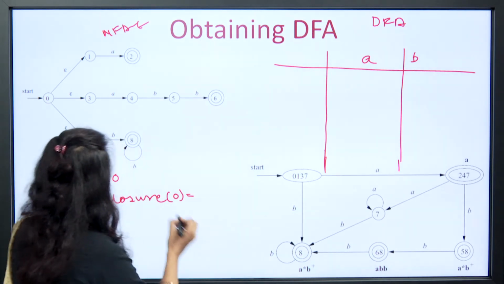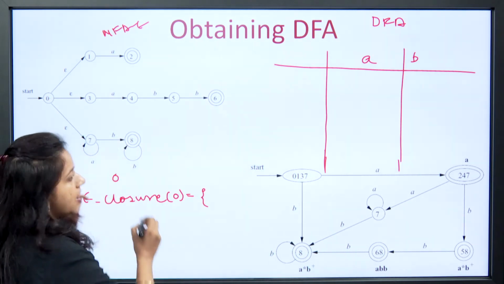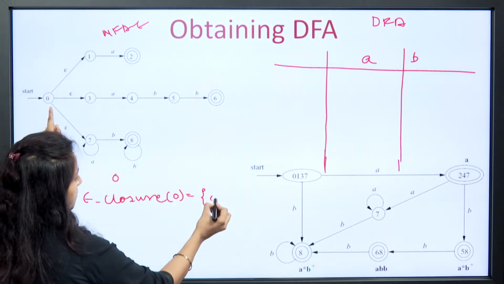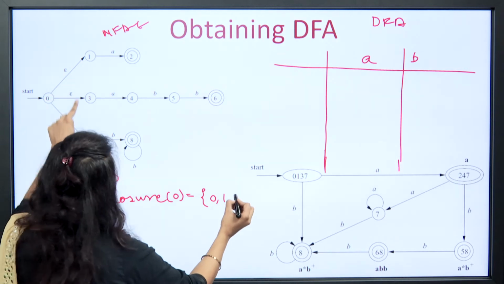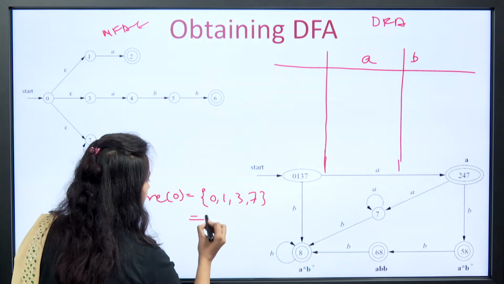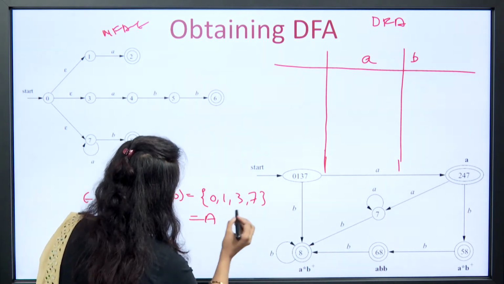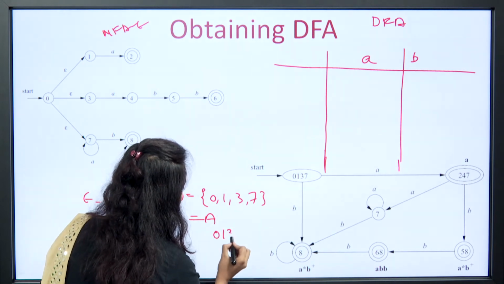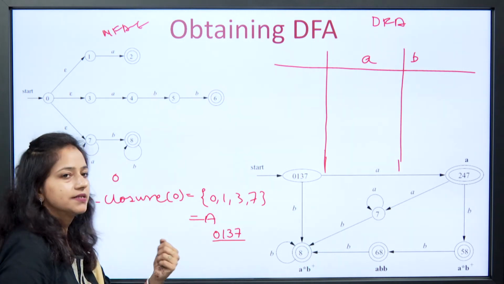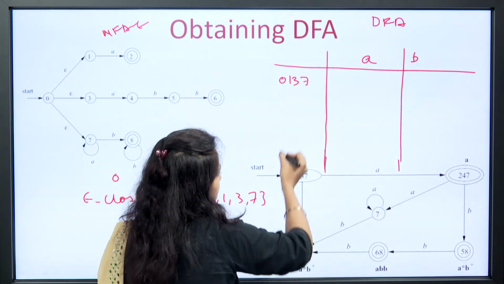E closure of 0, because here we have null transitions. So, E closure of 0 is the state itself and all states reachable from 0 using null moves. So, here we will have 0, then 1, then 3 and then 7. Now, we can give this state a name, that is A. For simplicity, I am not naming it A; rather I will name it 0 1 3 7. This state name itself tells what the members in this set are. So, here I will write 0, 1, 3, 7, these are the states in the DFA.